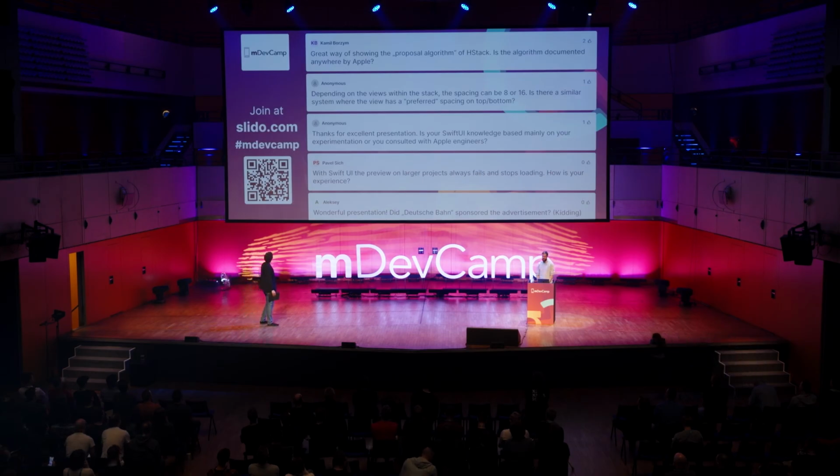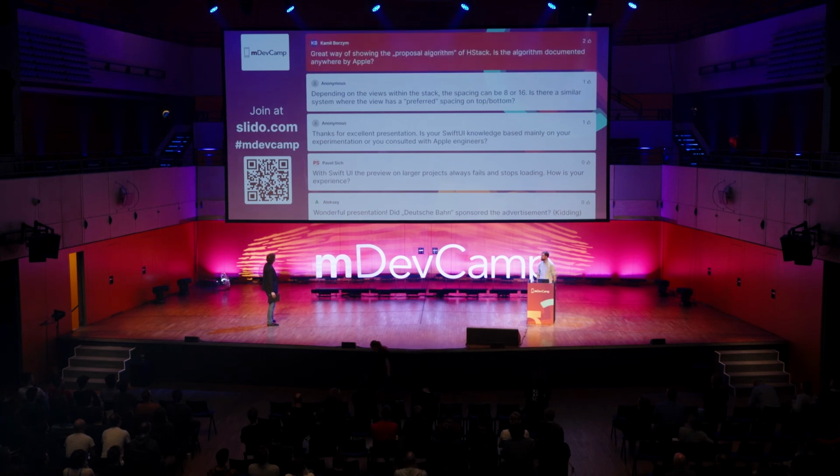Okay, moving on. Great way of showing the proposal algorithm of HStack. Is the algorithm documented anywhere by Apple? It's not, I think. I mean, a little bit. In, I think it might have been a 2019 WWDC talk by John Harper and Dave Abrahams, they actually talk about this, and they talk about flexibility and all of that, but in a hand-wavy way. And when you know what I just said, then that talk, for me at least, made a lot more sense in hindsight.